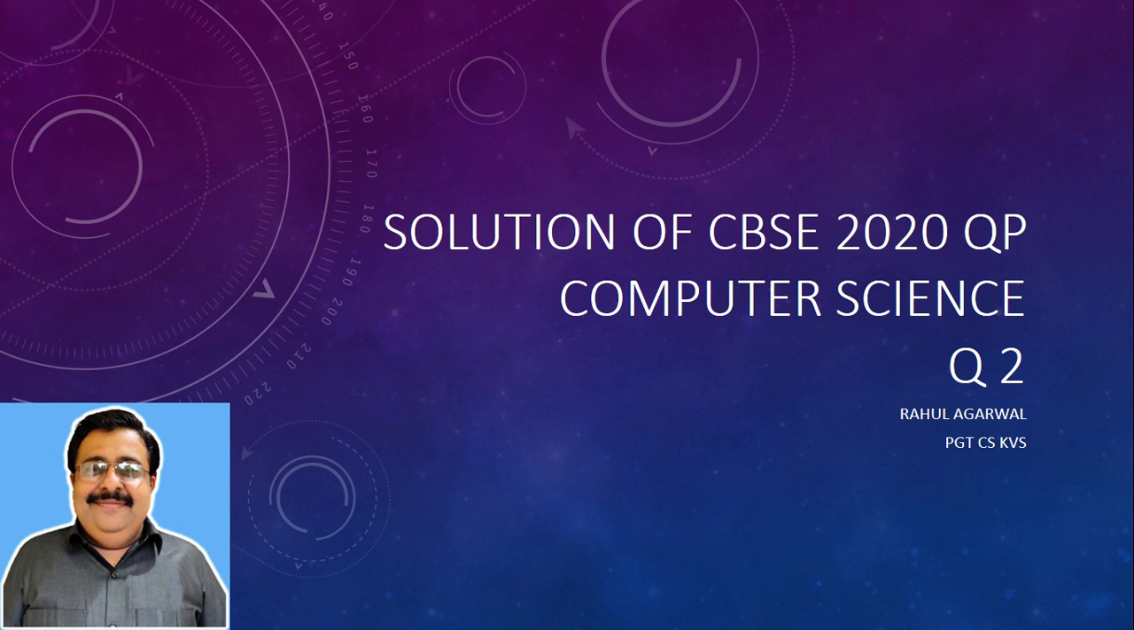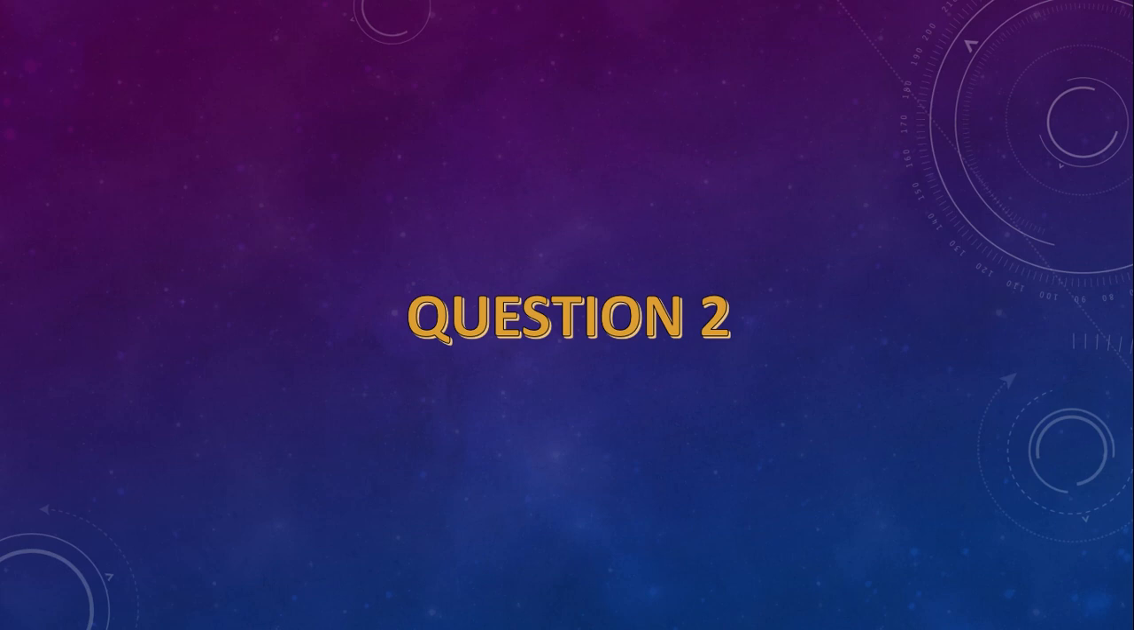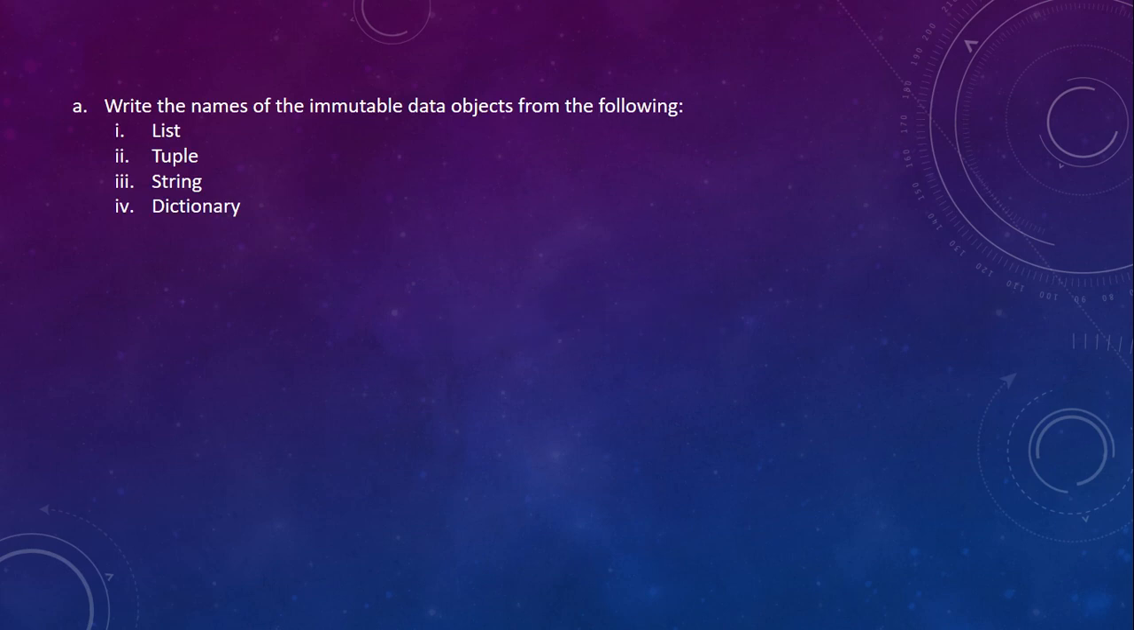So I am back with the solution of CBSE 2020 question paper of computer science, question number 2. First part is write the name of the immutable data objects from the following: list, tuple, string, dictionary. So obviously you know the answer very well, it is tuple and string.